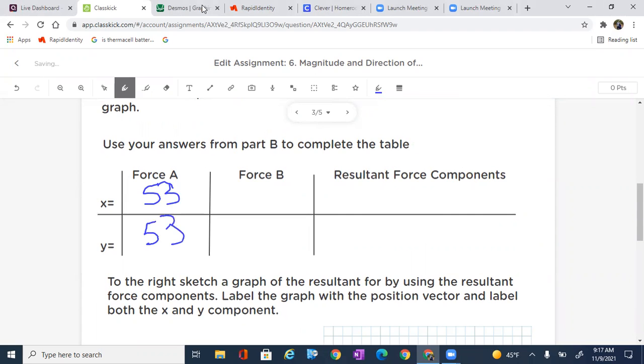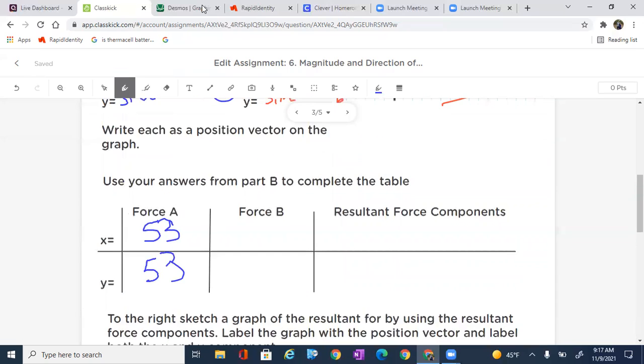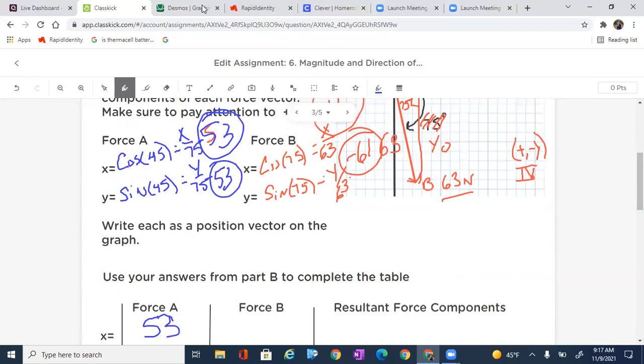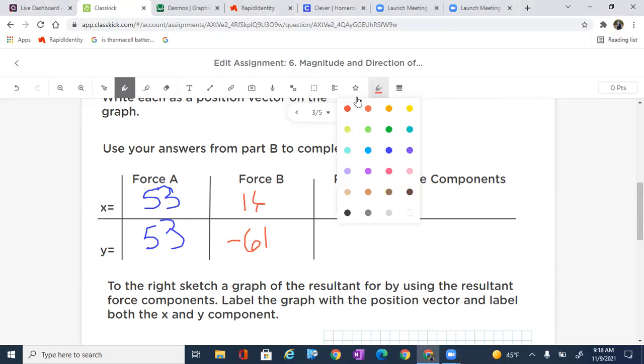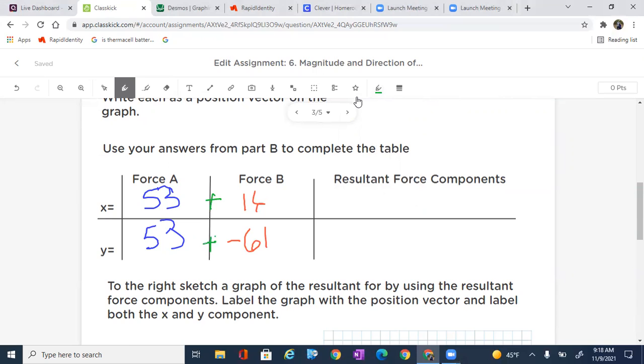And then force B's were 16 and negative 61. So I'm going to write 16 and negative 61. Now, in order to combine these forces, all we're going to do is take the two components, the X components, and add them together. So I'm going to come down here and we'll write 53 plus 16, and 53 plus negative 61.